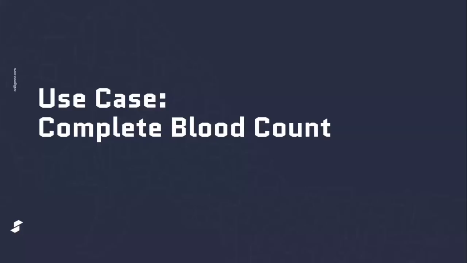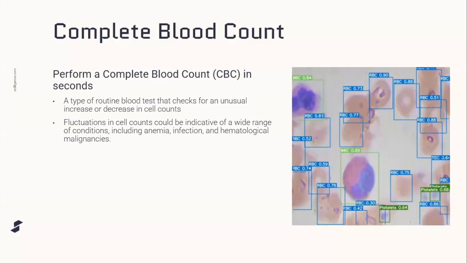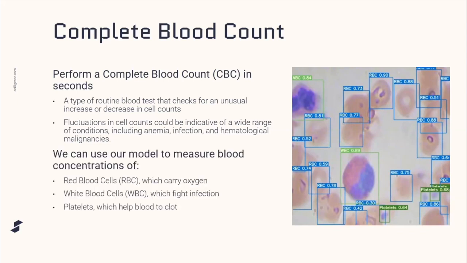So I'm going to go through two use cases for this. The first one is a complete blood count, which is done every day around the world, thousands of times a day. It's just a general test to assess a sample to see how the specimen's doing. You can use a blood count to get an idea of any anemias that might be happening, any blood infections, cancers. Our model can assist with this. It can get a quick, few-seconds count of red blood cells, white blood cells, and platelets to help you assess the sample.